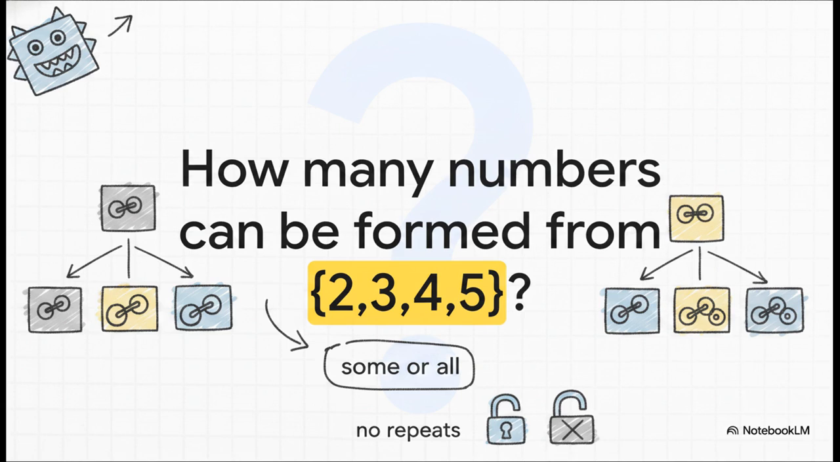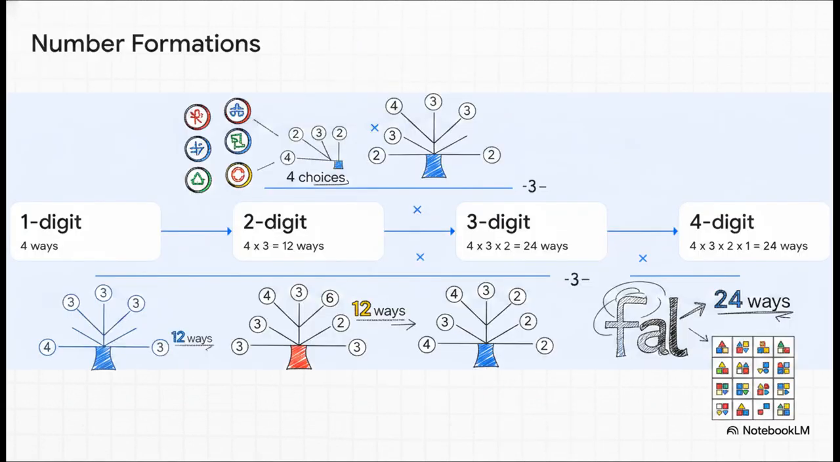Because we can use some or all of these 4 digits, we literally have to analyze the 1, 2, 3, and 4-digit combinations entirely separately from each other. Notice how heavily we are relying on that multiplication rule here. We're basically descending our available choices by 1 each time to make sure no digits are repeated. For a 1-digit number, you just have 4 choices. For a 2-digit number, it's 4 choices for the first spot and 3 choices left for the second, giving us 12. For 3 digits, it's 4 times 3 times 2, which is 24. And for all 4 digits, that's 4 times 3 times 2 times 1, which also happens to equal 24.